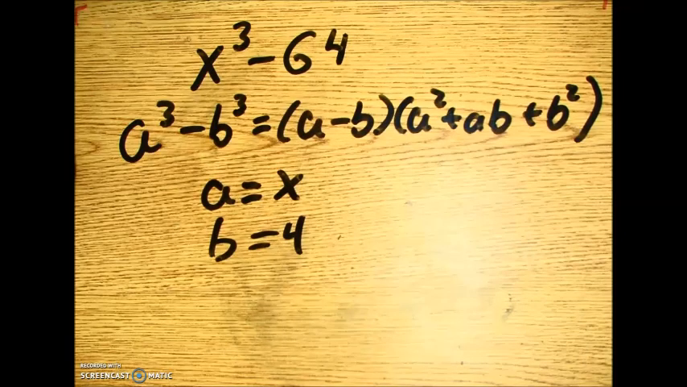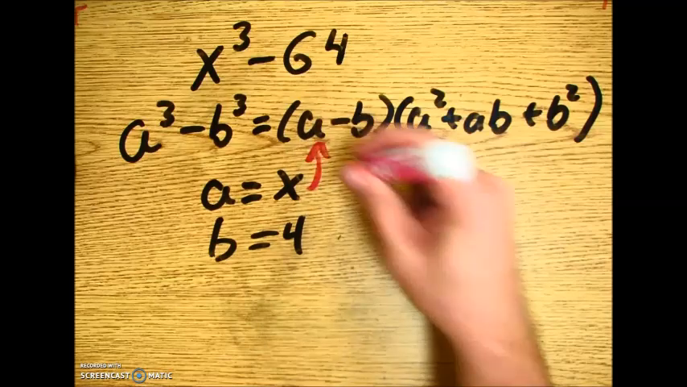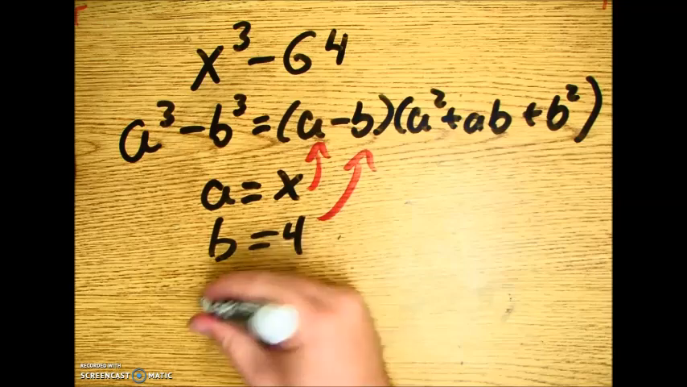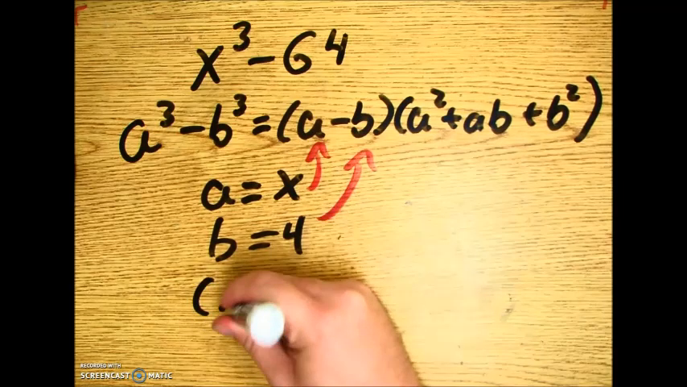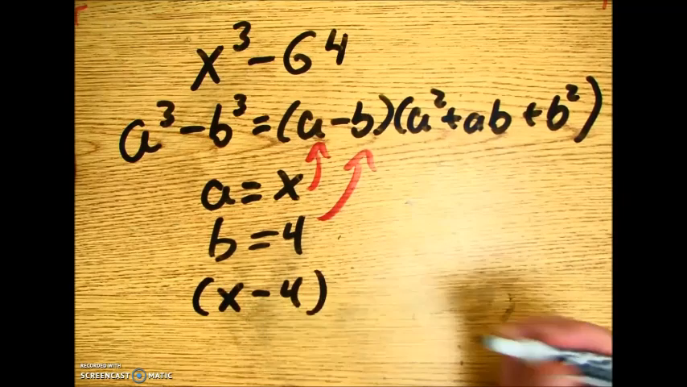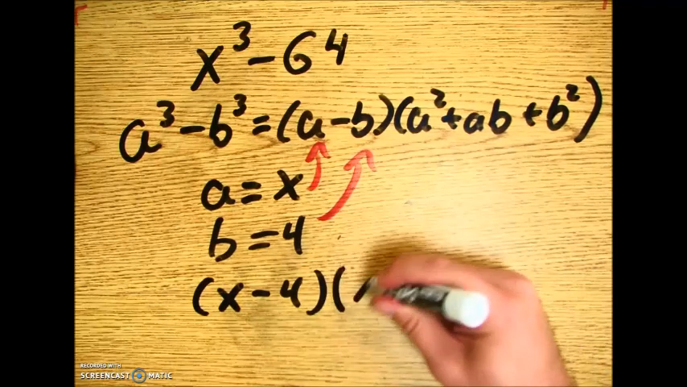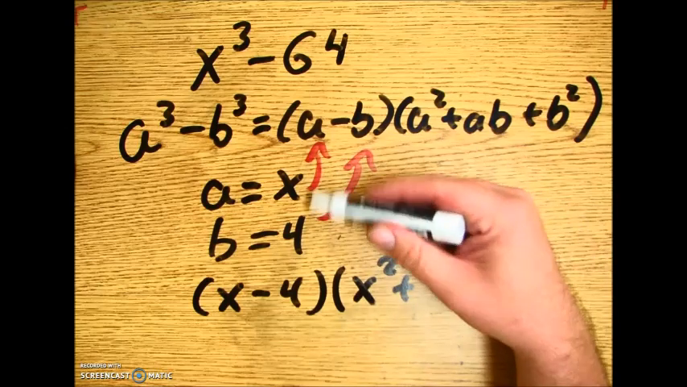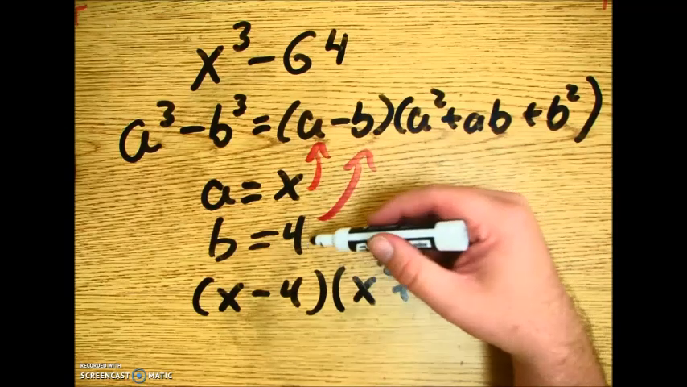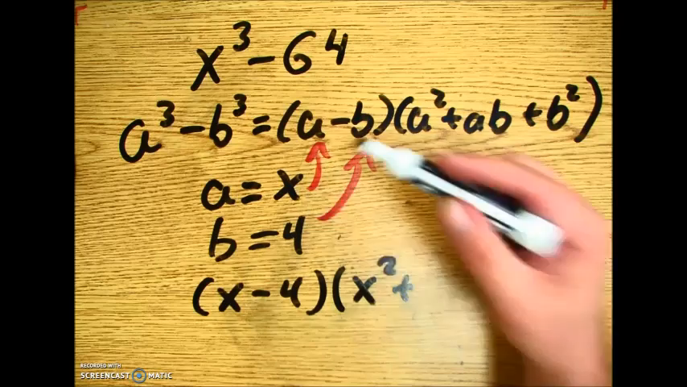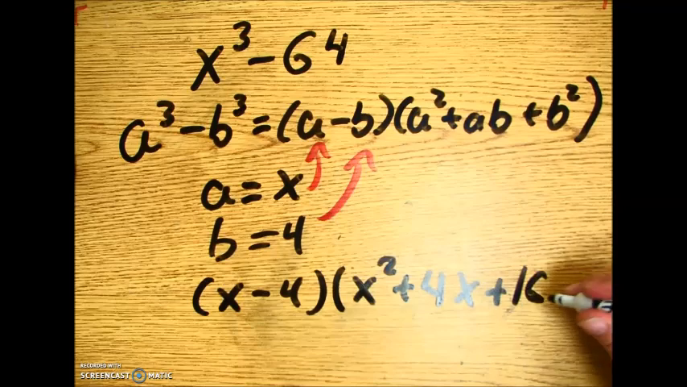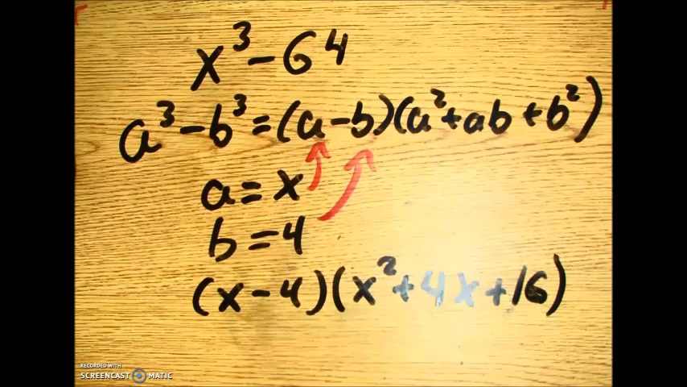So ladies and gentlemen, now we just substitute these into this equation. So this is the a value and this is the b value. And we just keep on going. So we get a is x minus 4. a squared is x squared, plus a times b, which is going to be, you might say it's x4, but we like to put the constant out front. So it's the coefficient, so it's going to be 4x, plus 16. And 16 is just 4 squared.